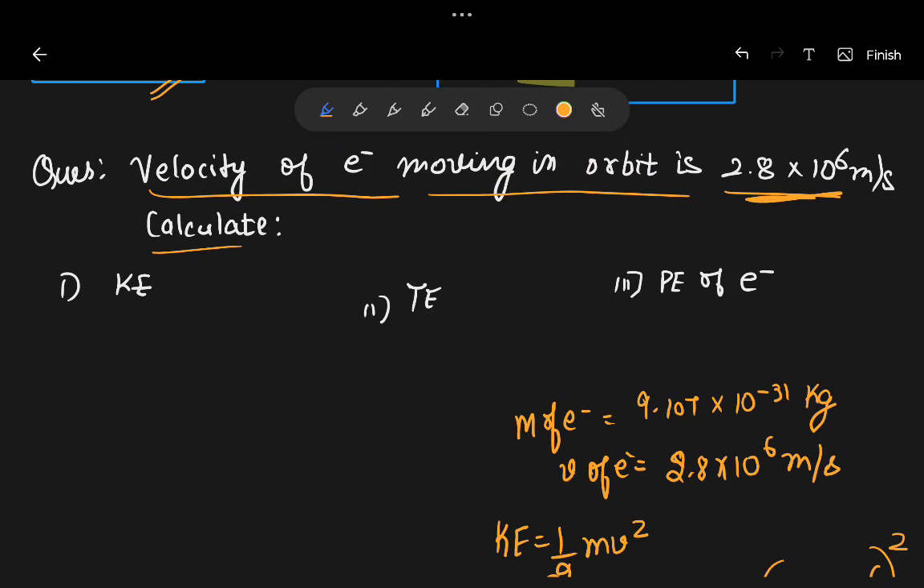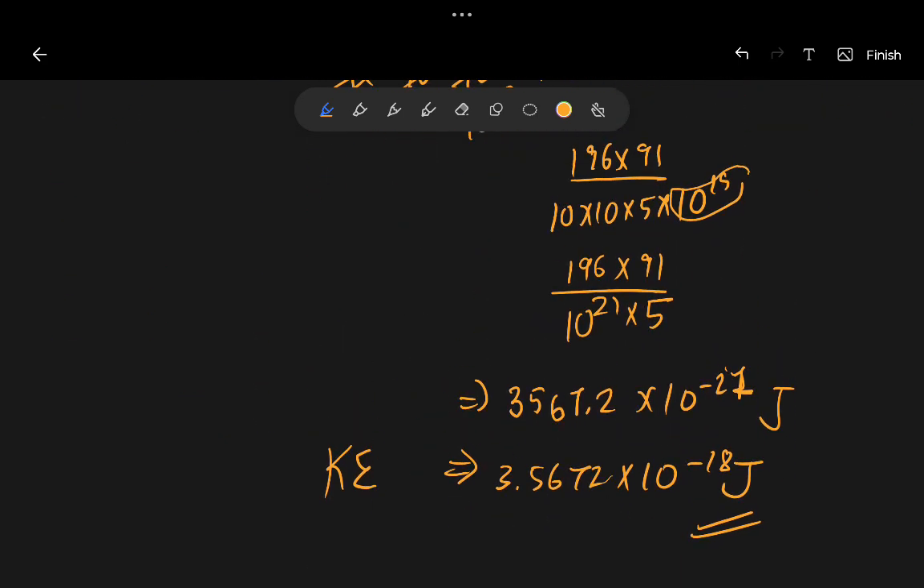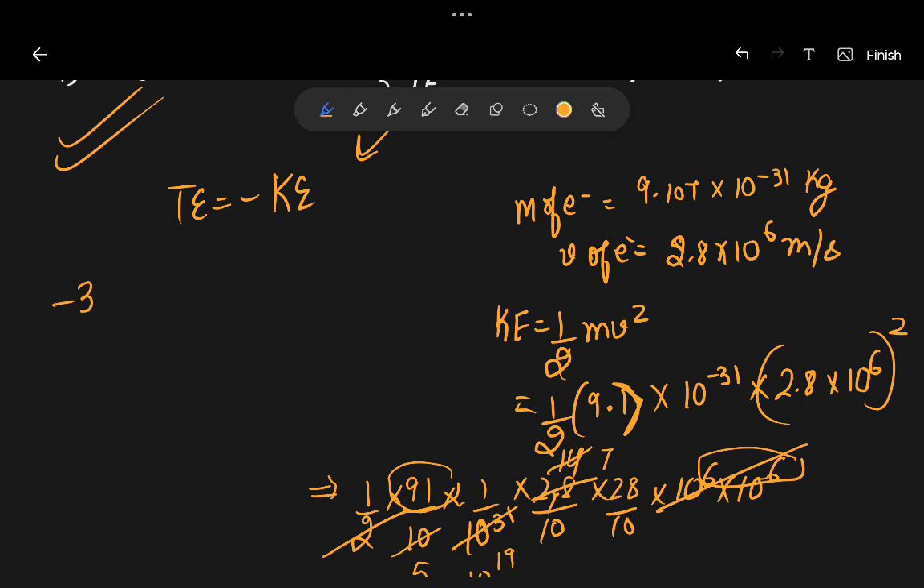Now what we are supposed to find, we are done with kinetic energy. Now let's find total energy. So total energy is just negative of kinetic energy. So you just put a negative sign, negative 3.5672 into 10 to the power minus 18 joule.